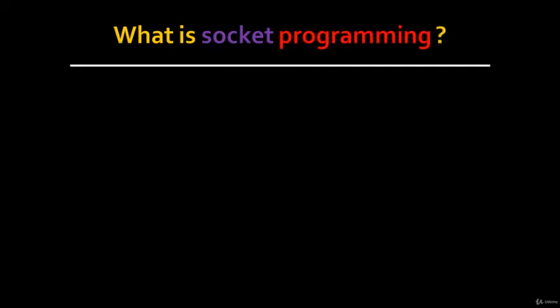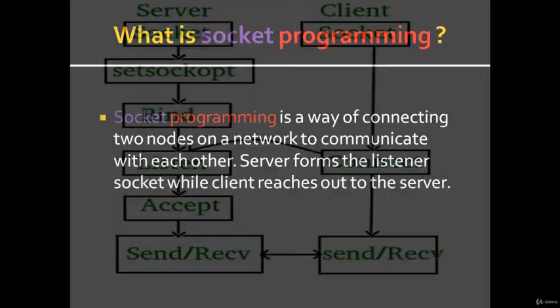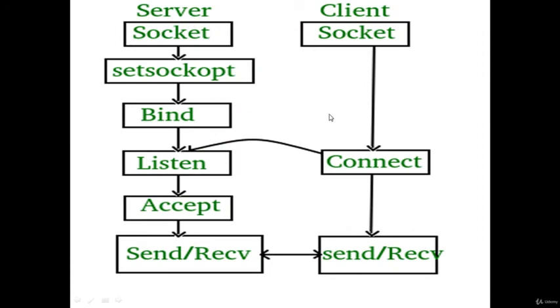Now, socket programming is a way of connecting two nodes of a network to communicate with each other. The server forms the listener socket while the client reaches out to the server. Now this is the scenario. As you see, this is the socket, this is the server, and this is the client.